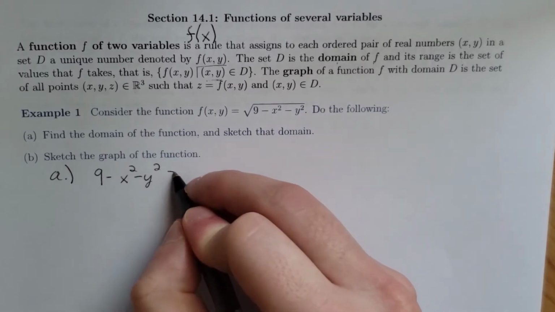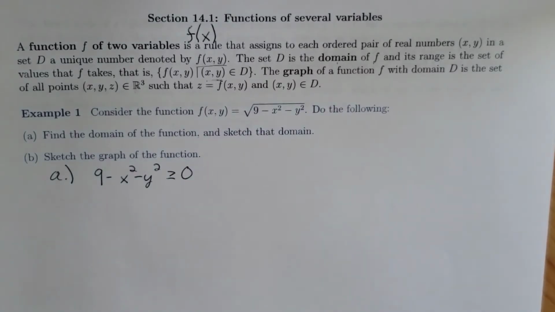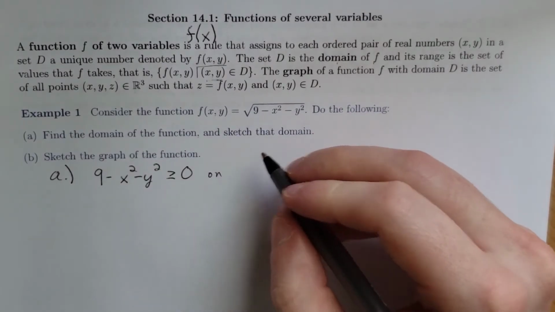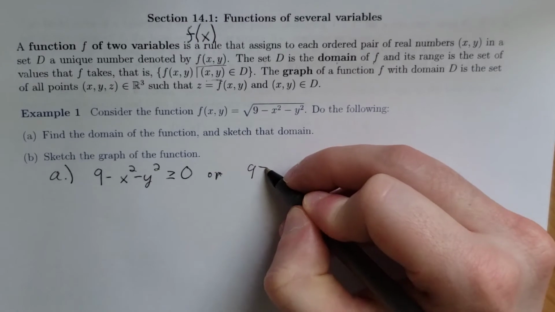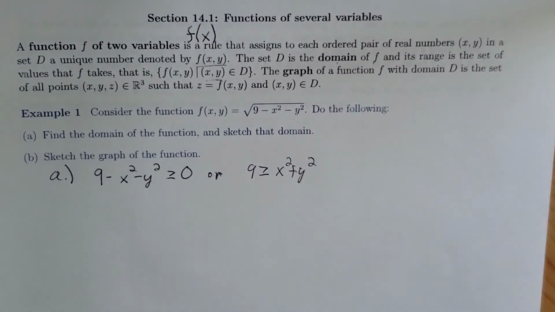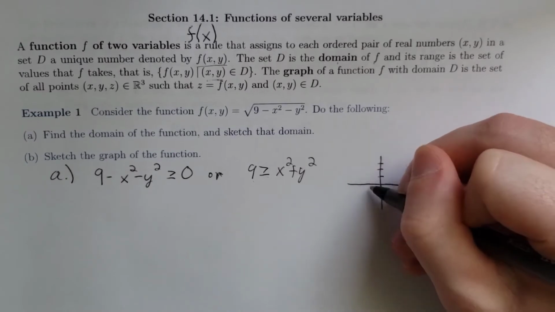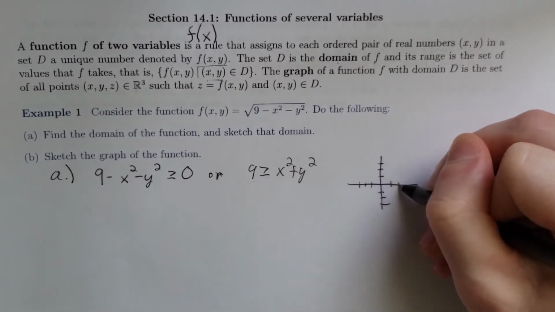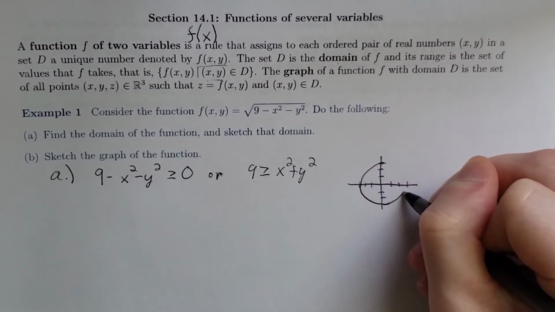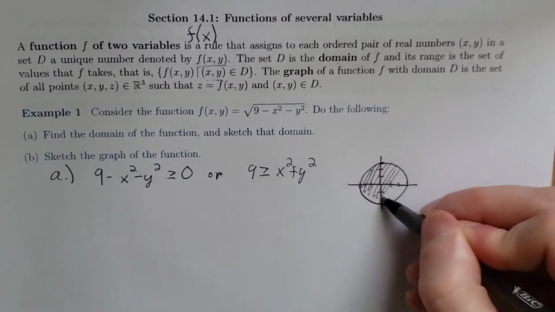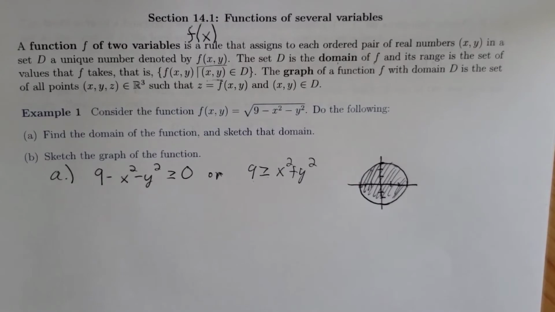So the domain is all values such that 9 minus x squared minus y squared is equal to or greater than 0. Or, if we move the x squared and the y squared over, 9 is equal to or greater than x squared plus y squared. We should recognize this as the equation for a circle with radius 3, but really we want all of the circles inside of that and equal to that. So if we want to sketch the domain here, we just draw a circle of radius 3, and our domain is everything inside of that. And so we've sketched our domain.